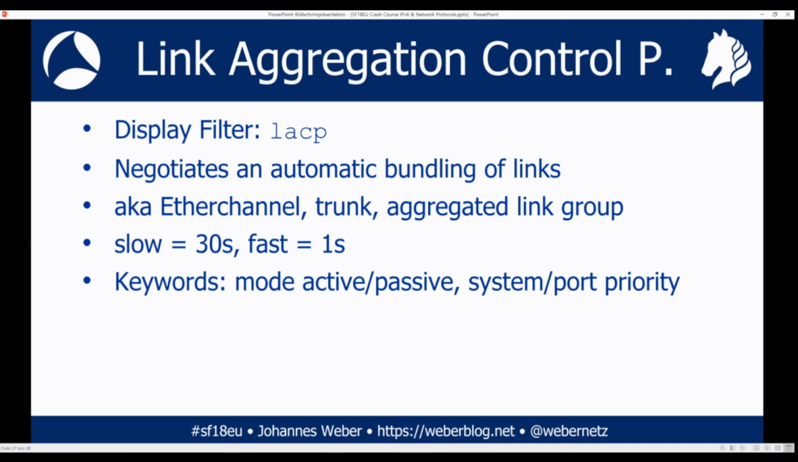There are two flavors of the protocol, slow and fast. The default is slow, which sends a hello packet every 30 seconds, which is quite okay. The fast one, of course, is faster in negotiating the link. It's sending these packets every 1 second. For example, the old Cisco switches can only do the slow protocol. The Cisco Nexus switches can also do the fast one.